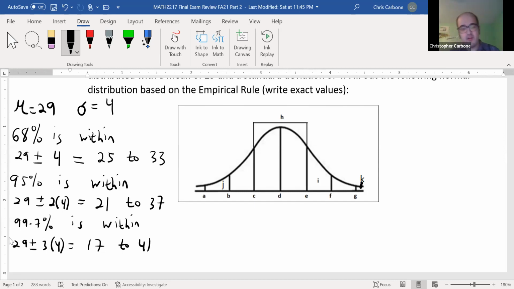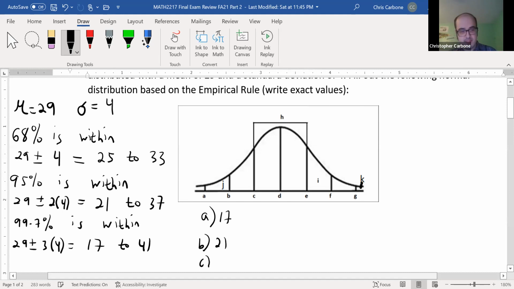And then we just need to label what all these parts are. A being this third standard deviation on the smaller side, A here would be 17. B here would be 21. C here would be 25. D, which is right in the middle, is going to be our mean of 29. E is going to be 33. F, right here, is going to be 37. G here is going to be 41.